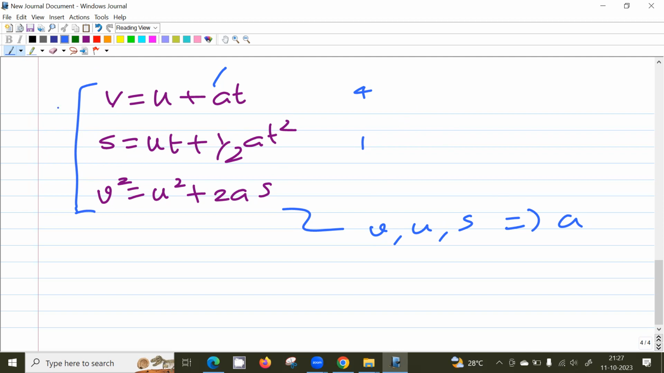These equations are valid for one particular condition, that a is constant or uniform. An example of such a force is gravitational force. If the distance is not very large, the acceleration due to the Earth's attraction, which is g, is constant and uniform. So for this motion under gravity, I can use these equations. So I have to remember these equations.